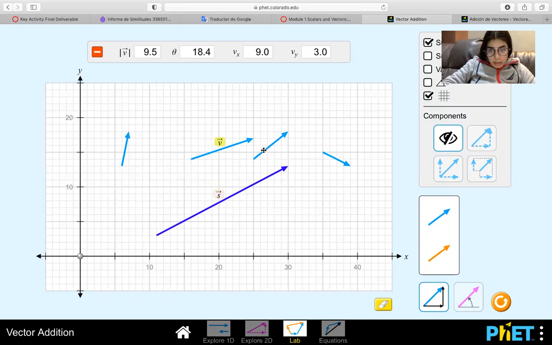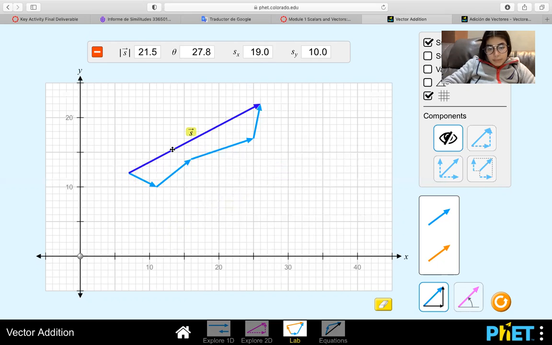But we can see that if we arrange our vectors, we can fit this resultant vector like this. But if we arrange it differently, can this change? And that's what we want to prove. So let's try like this. We can see that it's the same and we obtain exactly the same.